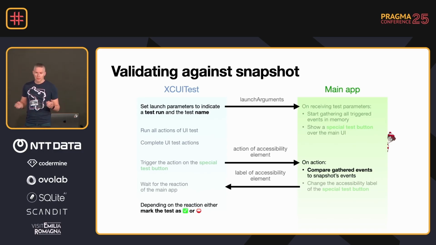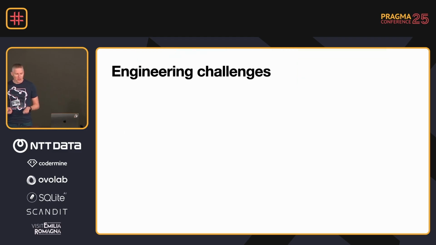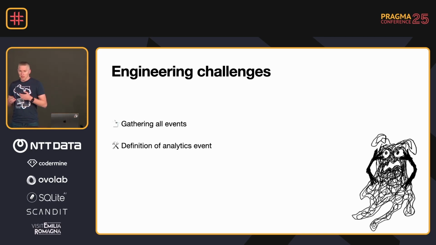All right, let's get our hands dirty and face some engineering challenges. So what do we have here? It's gathering of all events. Its definition of analytic event, we would like to have it on one hand strict enough to ensure that we don't make any stupid typos in event parameters or name. On the other hand, we would like to process all events in a very unified way. And the last part is creating the snapshot.